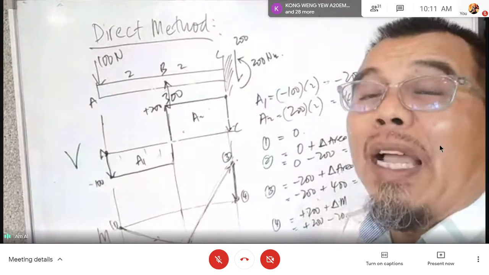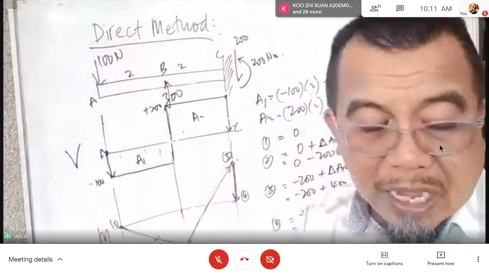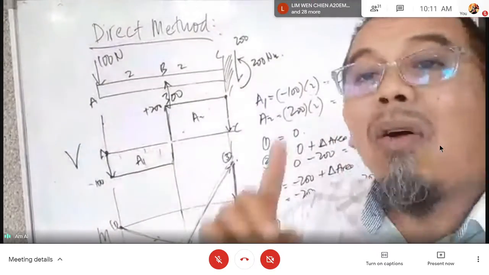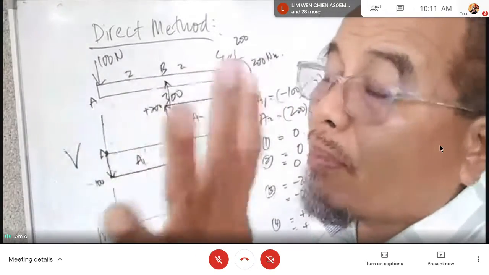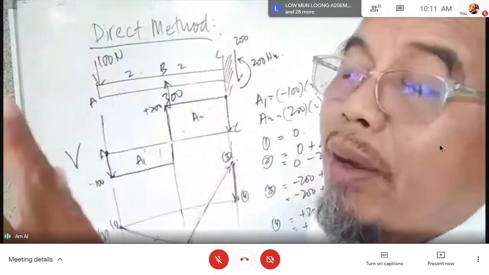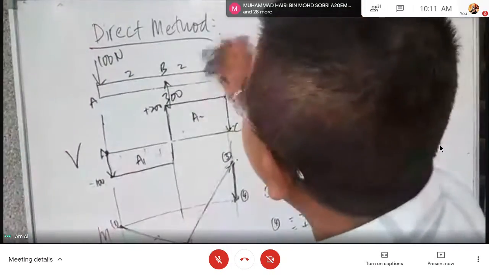Are you with me, guys? These are all the working must be shown. Okay? So now, this is yesterday. Now let's go to the distributed load and a point moment. So how do we do the graph?